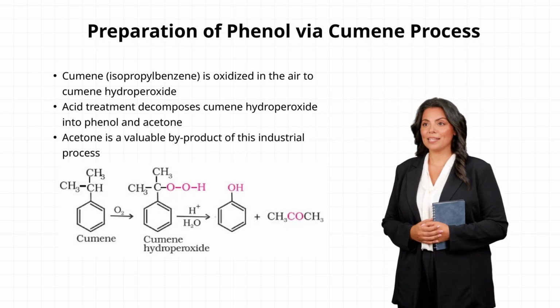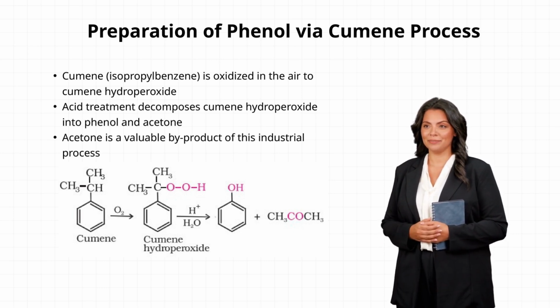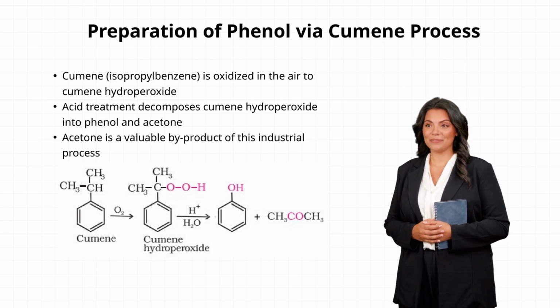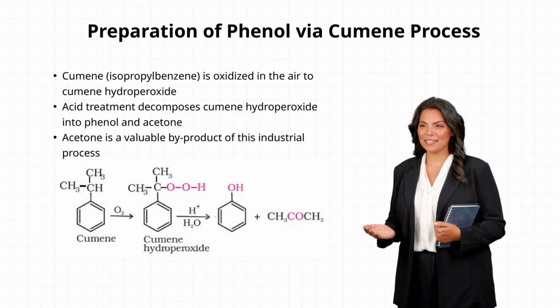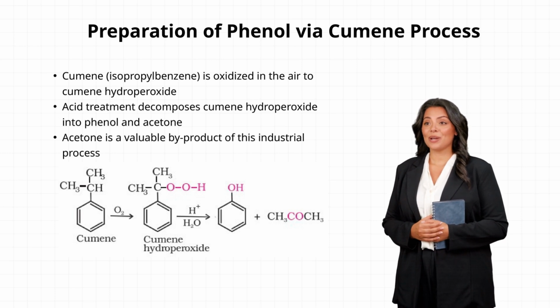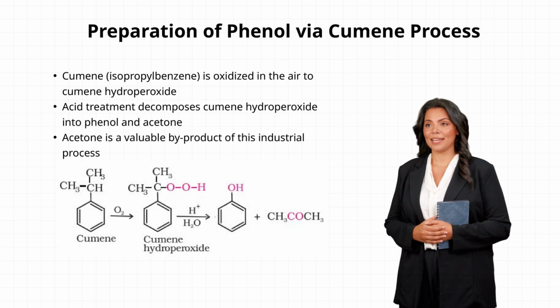Now let's look at an industrial-scale preparation of phenol, known as the cumene process. It's an elegant example of how chemical industries convert simple hydrocarbons into valuable products. As you see in the diagram, cumene, which is isopropyl benzene, reacts with oxygen from the air to form cumene hydroperoxide. Cumene structure consists of a benzene ring attached to an isopropyl group, that is, a carbon bonded to two methyl groups, CH3, and the ring.